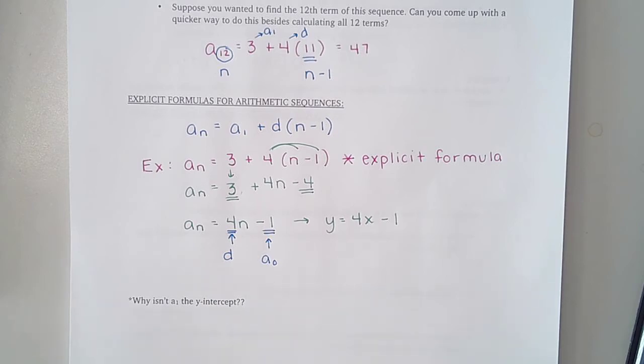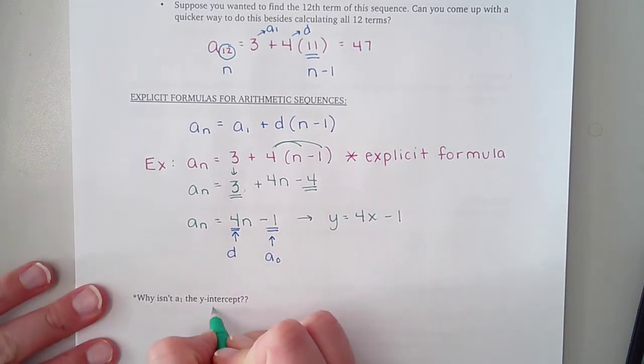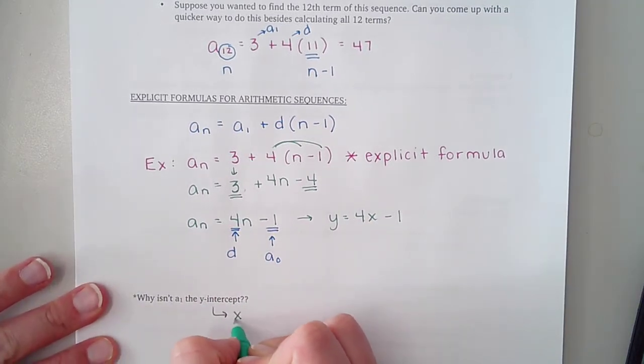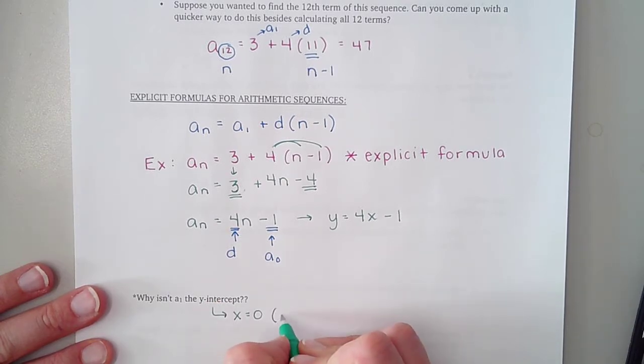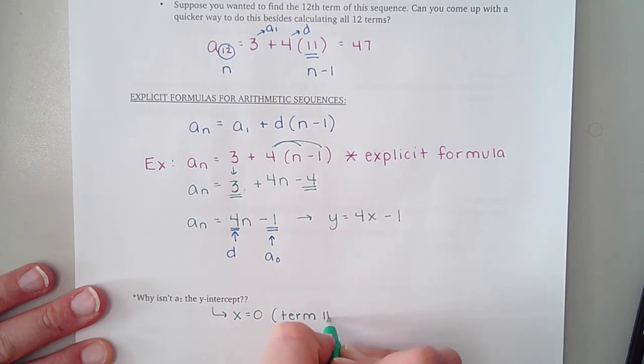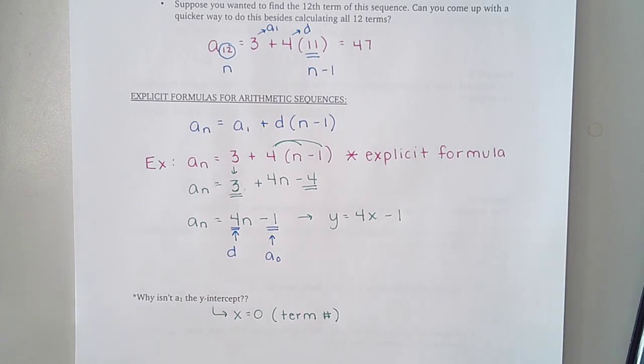So why isn't A1 the y-intercept? Why is A0 the y-intercept? Well, from earlier in the chapter, we learned that at the y-intercept, we always know x is equal to 0. And in an explicit formula, the x is really your n value. It's really your term number, right? So this x equals 0 thing is really representing term number. And so at the y-intercept, we always know that we're looking at term 0.